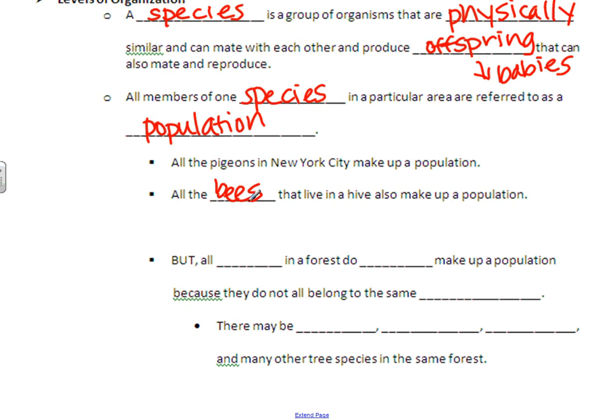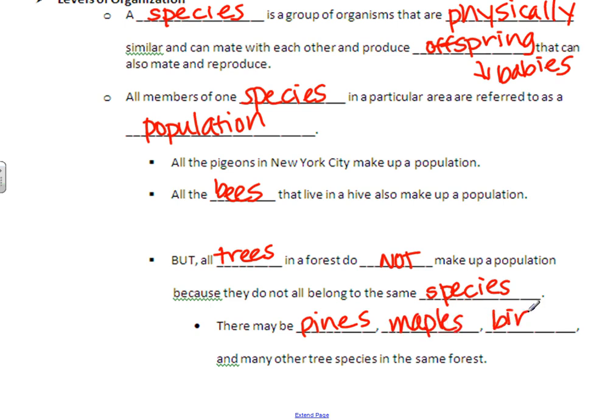But all the trees in a forest do not make up a population because they do not all belong to the same species. Because in a forest, there may be different species like pines, maple, or birches, or many other tree species that are in that same forest. So unless it's like a Christmas tree farm, which might have all pine trees or all fir trees, then that's not going to be considered a population because there are many different species that are within a certain area.